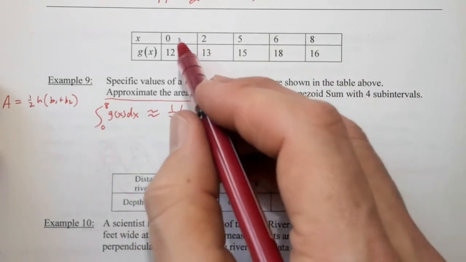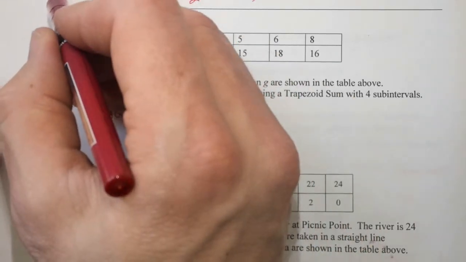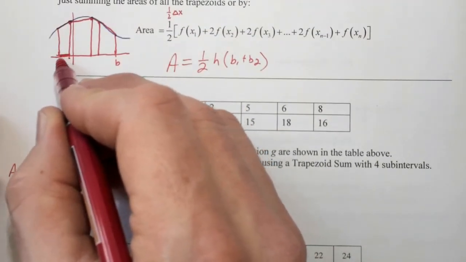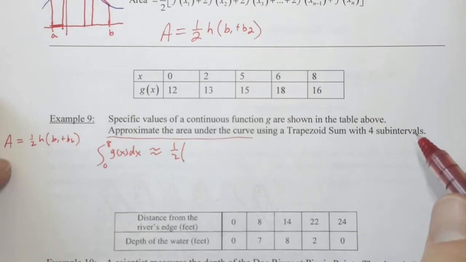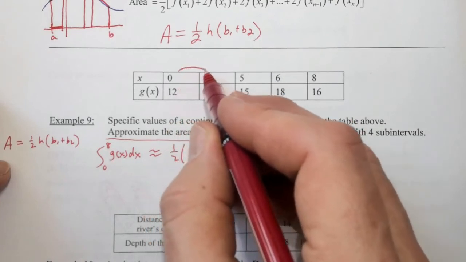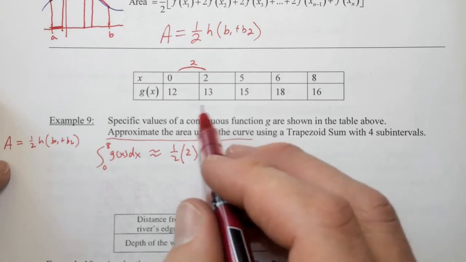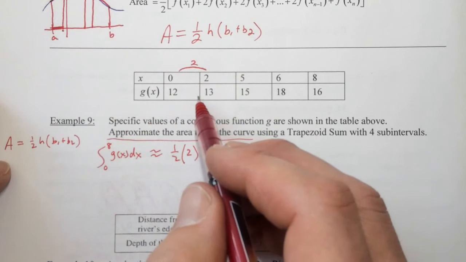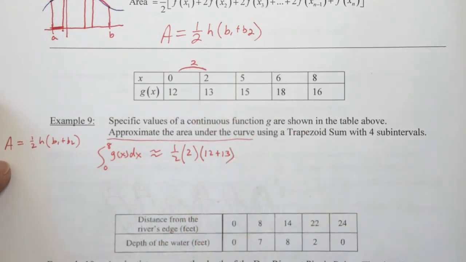The height is the change in x. We know that if this is the first part and the second part, the height is always the distance between the two bases, and the bases are the parallel sides. So we have 1/2, and the change in x is 2 units. So that's our height: 1/2 times 2, and then the bases are the two parallel sides, which are the two given y values, 12 and 13.